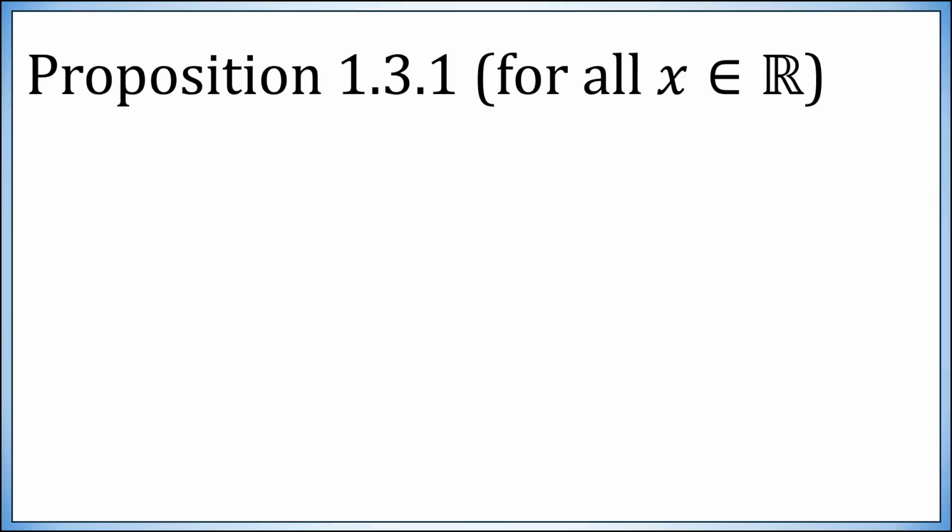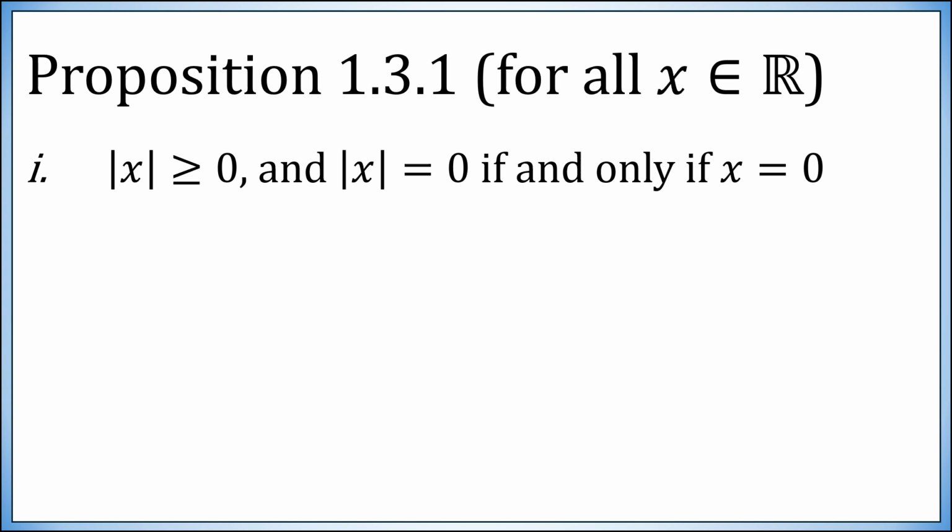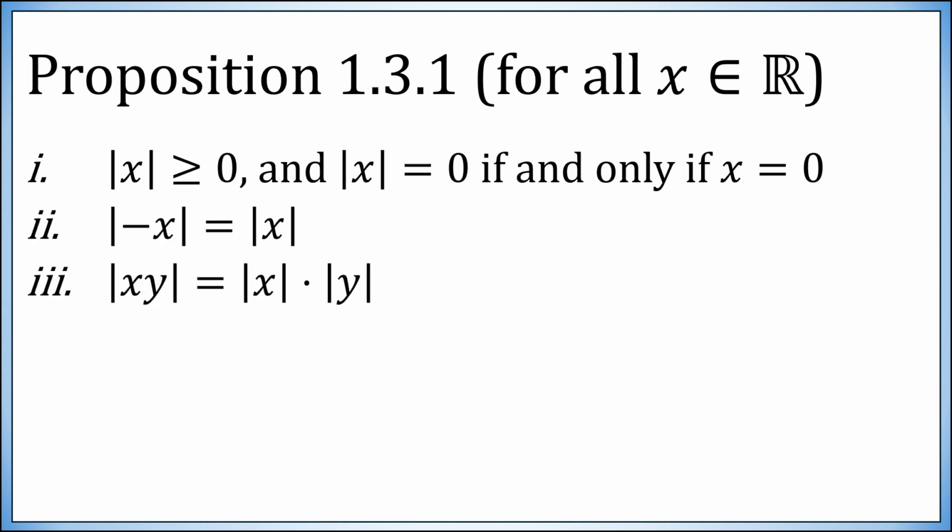So here is a proposition that holds for any real number x. First, the absolute value of x is always bigger than or equal to 0, with equality if and only if x itself was equal to 0. Second, the absolute value of negative x is always equal to the absolute value of x. Third, the absolute value of the product xy is the product of the absolute values of x and y. The absolute value of x squared is always equal to x squared.